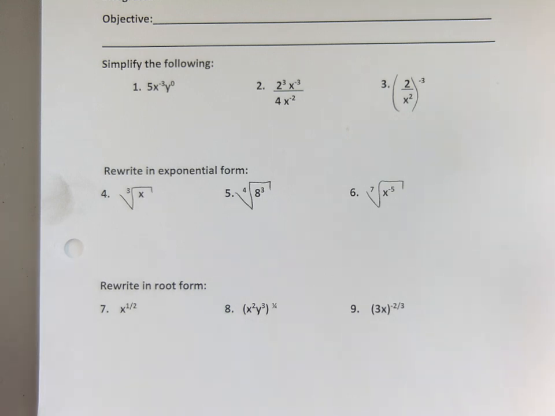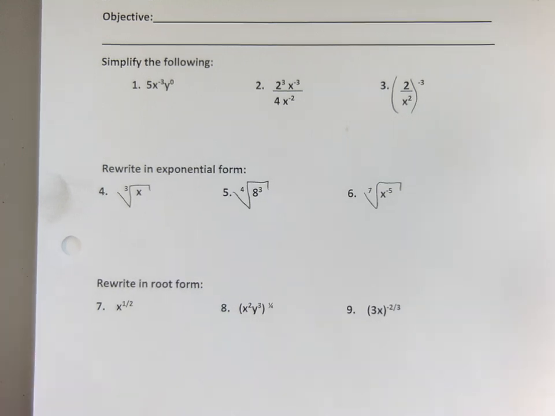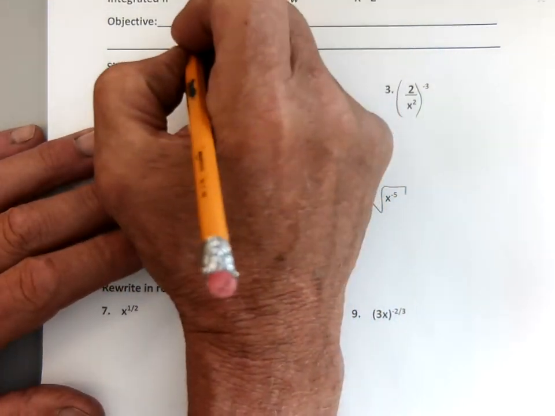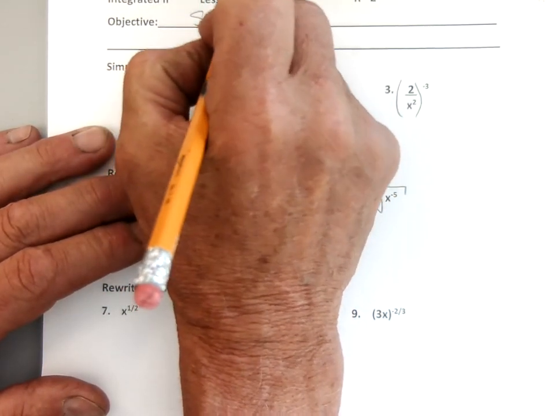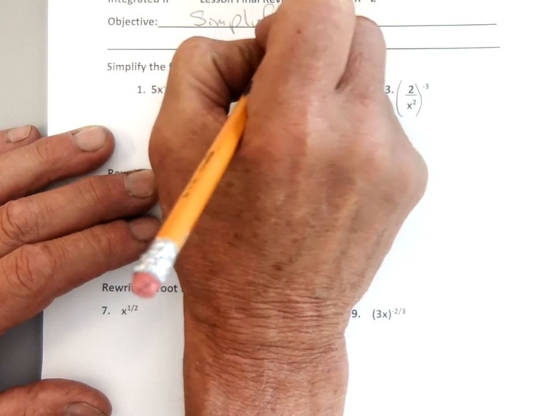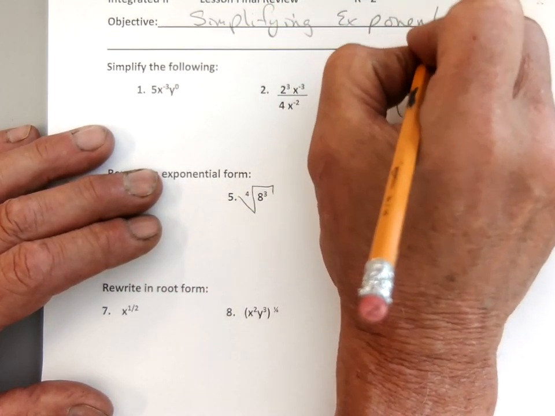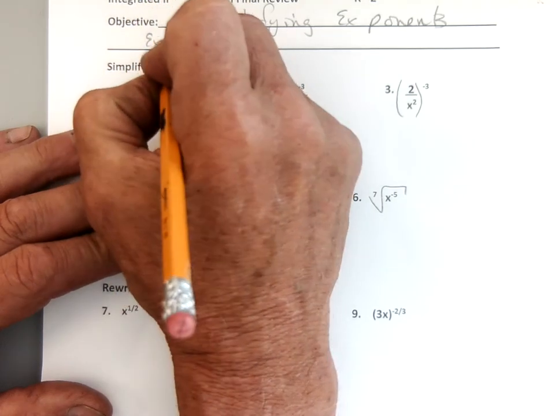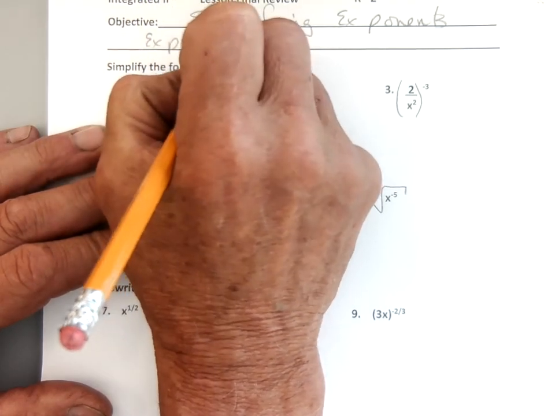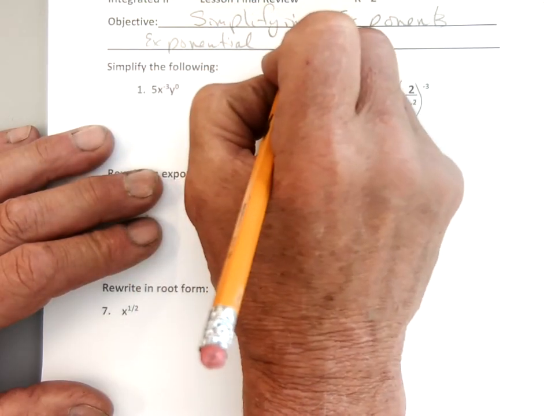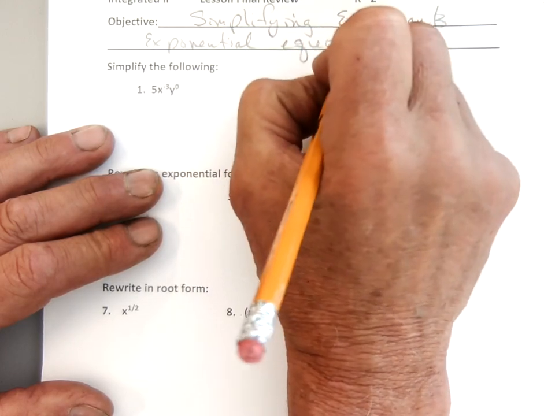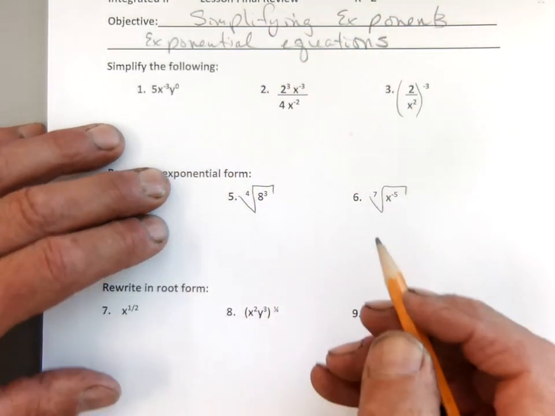Okay, everybody, let's look at the lesson for today. So our objective today is going to be simplifying exponents and exponential equations. Okay, so we're going to deal with exponents. So let's see if we remember.